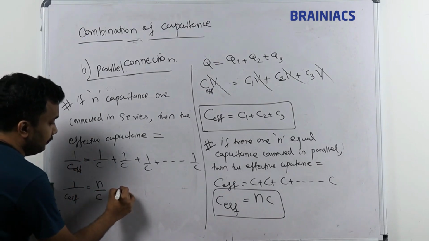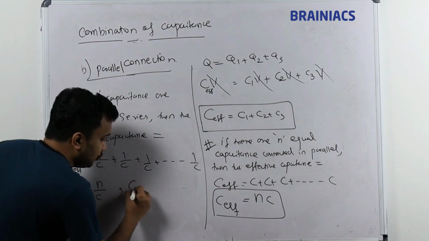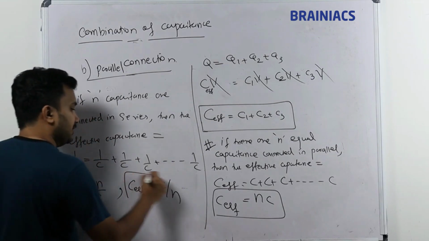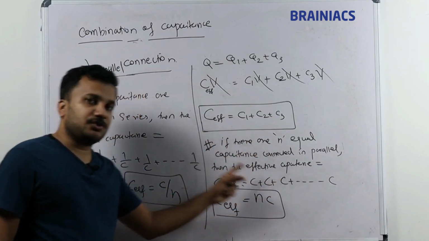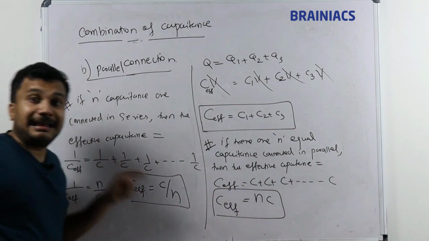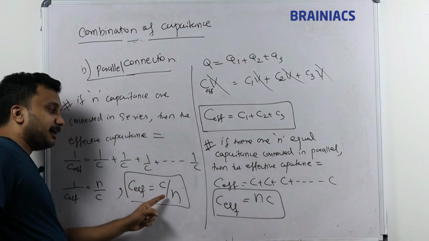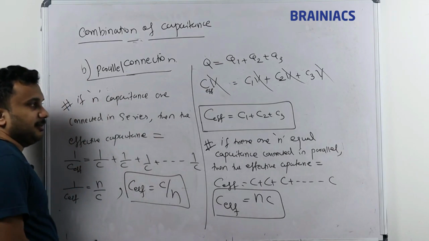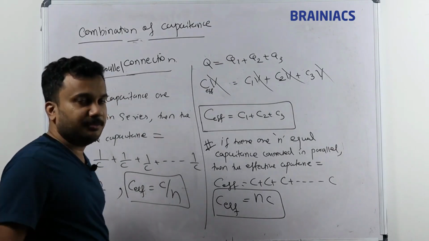But we actually need C effective, not 1 by C effective. So C effective is equal to, what will come? C by N. This is also important. If there are n capacitances connected in parallel, C effective is equal to NC. If there are n capacitances connected in series, then effective capacitance is equal to C by N. This is the concept behind this. Hope you understood what is called series combination and what is called parallel combination.